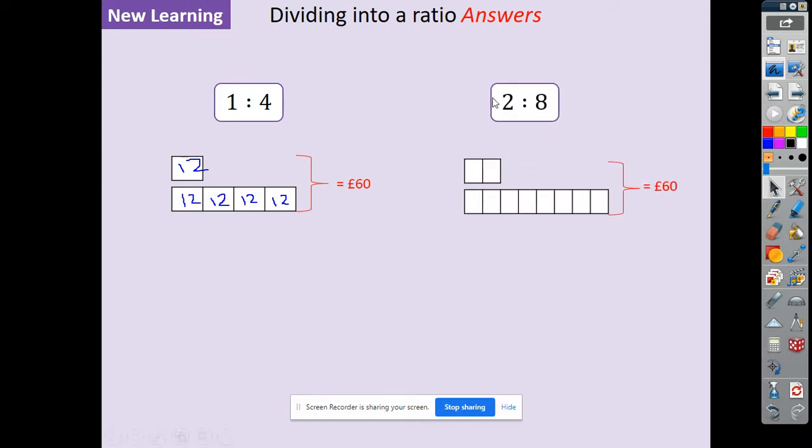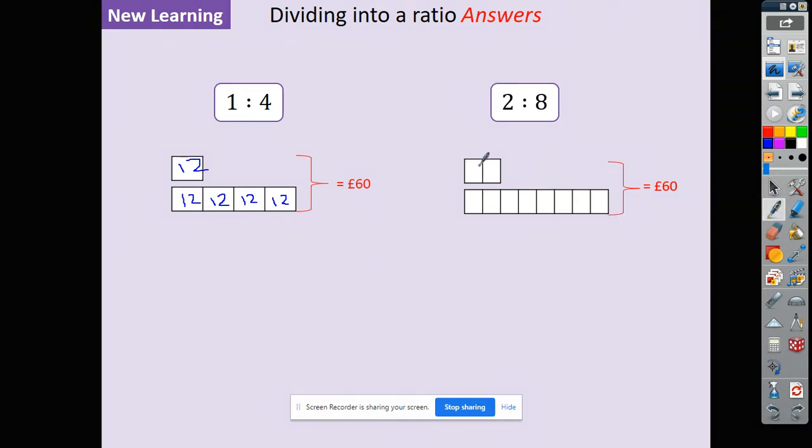Okay, so let's have a look at the other one that we were asked to do. So this time it was 2 to 8. So we've drawn 2 here to represent this part. And then we've got 8 here. So 1, 2, 3, 4, 5, 6, 7, 8 parts. They've still got £60 to be shared between all of these parts. So how many parts have I got in total? Well, I've got 8, 9, 10 parts. So I'm sharing £60 between all these 10 parts. So if I'm sharing 60 between 10, each of these must be worth 6.